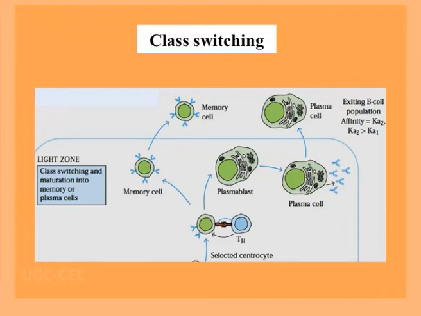Now it will be converted to plasma cell and memory cell. Plasma cell will secrete specific antibody or immunoglobulin of a specific isotype. Thus, thymus dependent B cell activation is a long process and it generates memory. Also, class switching or isotype switching takes place in this activation.